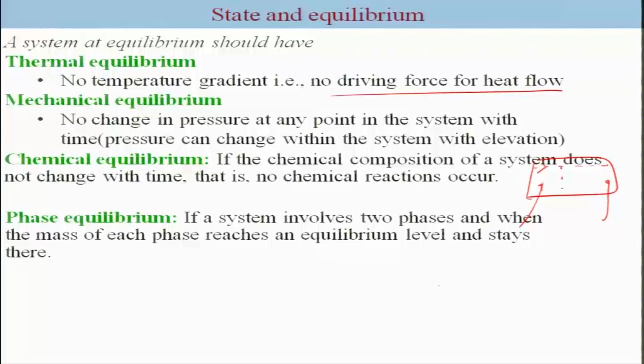And the phase equilibria, which we are going to deal with more intensely in the later part of this course, is a system involving two phases, alpha and beta, where the mass of each phase reaches an equilibrium level and stays there. So effectively there is no mass change from this phase to this phase; it remains constant, and the effective rate of mass exchange will be 0. Of course, for phase equilibria there is a more formal definition which we are going to deal with a little later.